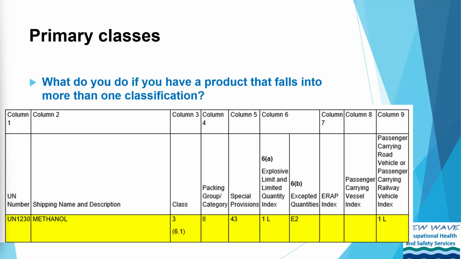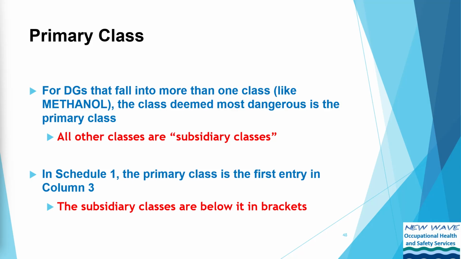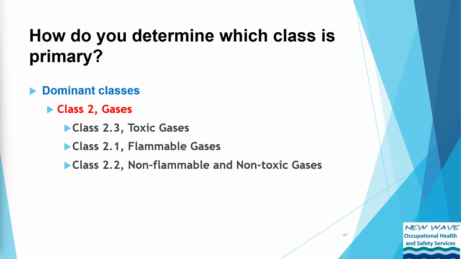We know from our rules that the primary class is 3 because it is not in brackets. But why is 3 the primary class? The basic rule is that for dangerous goods that fall into more than one class, like methanol, the class deemed most dangerous is the primary class. All of the other classes are subsidiary classes. That still doesn't answer the question about how you determine which class is more dangerous.